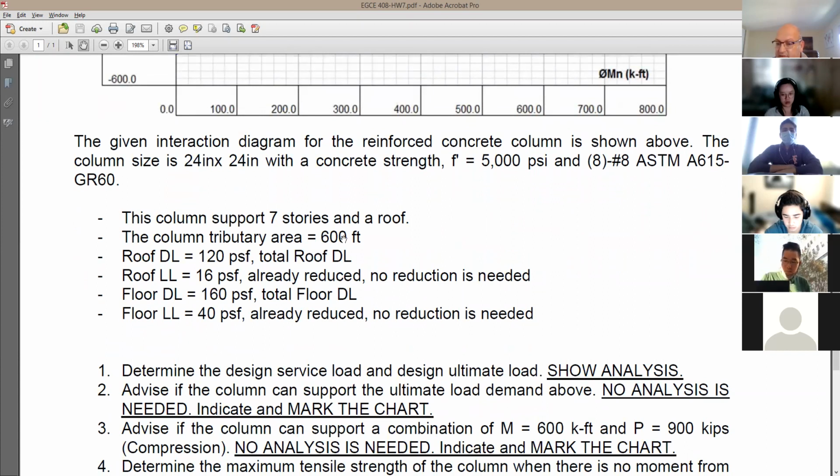Tributary area 600 feet. Okay. Roof dead load. When the roof dead load is 120, dead load coming from the roof is going to be 120 PSF. Multiply by 600, divide this by 1,000. It's going to give you the roof axial vertical load on the column. And then again, the roof live load, you do the same thing. And then you do the floor. Now, this floor live load and dead load is multiplied by 7. Why? Because you have 7 stories and then 1 roof.